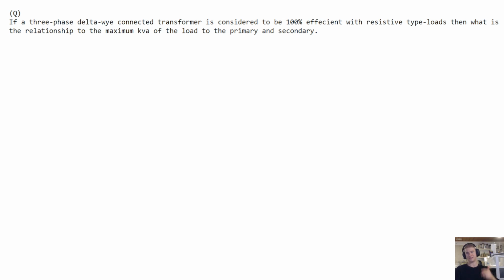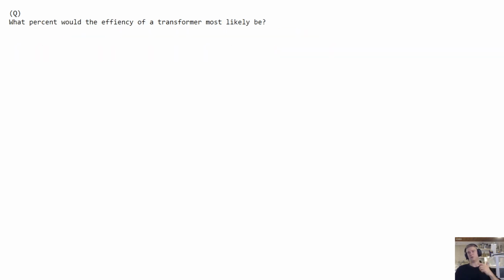Next, if a 3-phase delta Y connected transformer is considered to be 100% efficient with resistive type loads, then what is the relationship of the maximum kilovolt amp of the load to the primary and secondary? The relationship would be the kilovolt amp of the primary and secondary are equal to the maximum kilovolt amp of the load. Next, what percent would the efficiency of a transformer most likely be? And the answer could be anywhere from 90%, it could be in the 90s, or it could be in the upper 90s as well. Look for something in the 90s or just 90%.